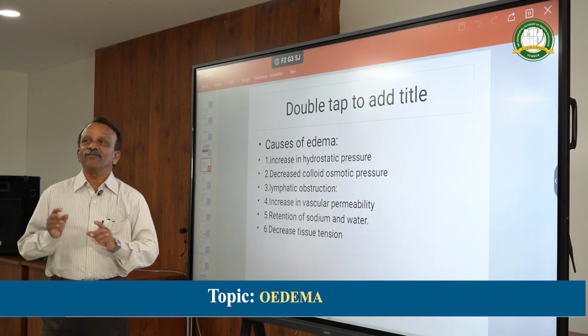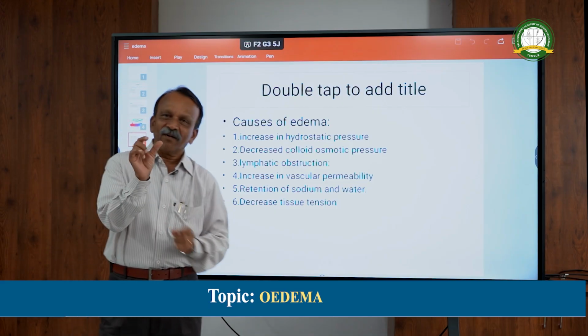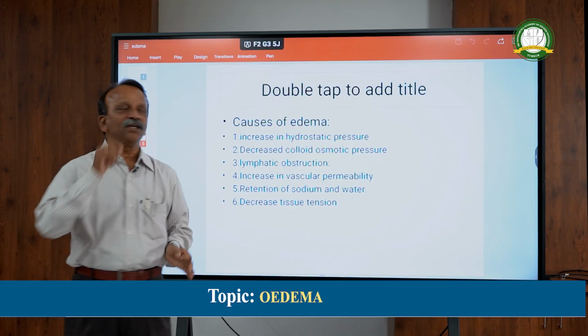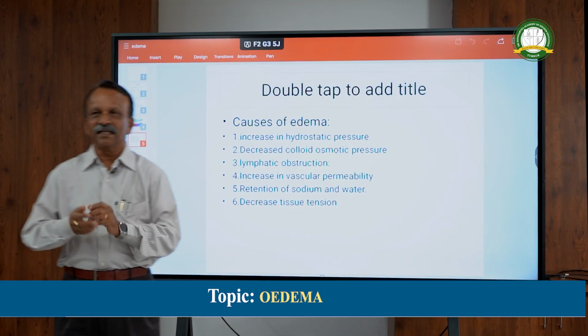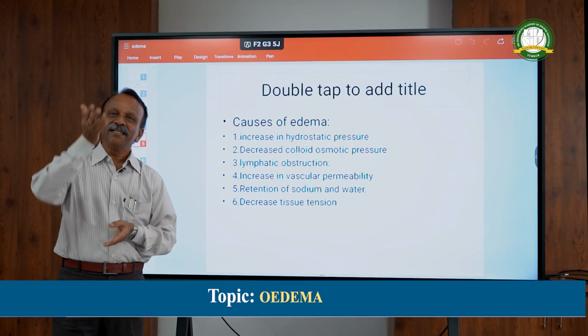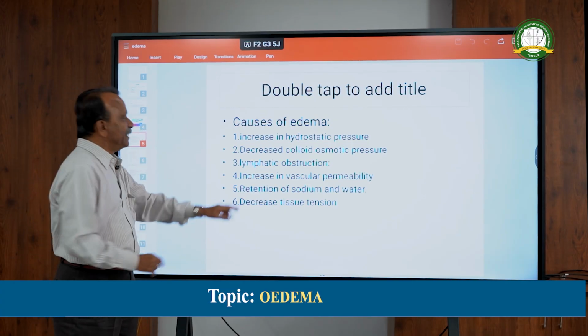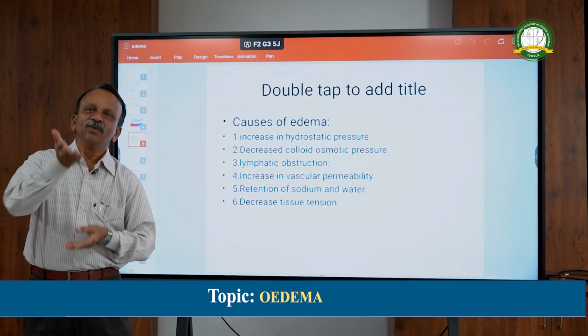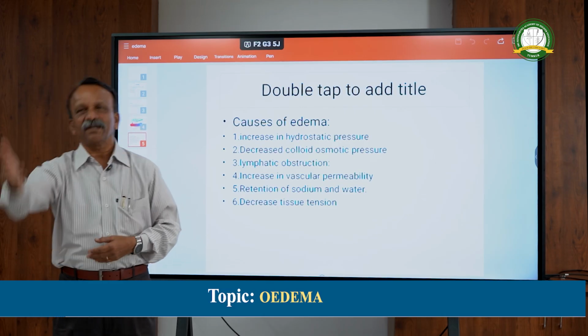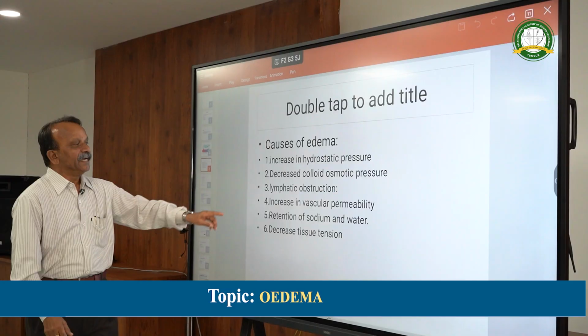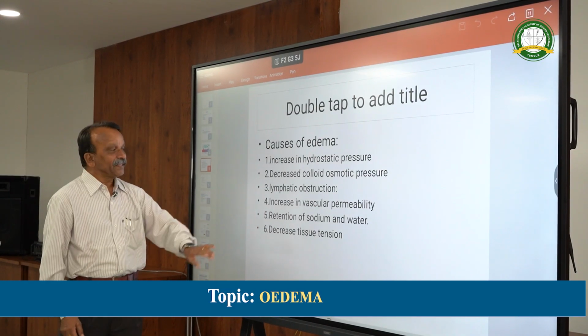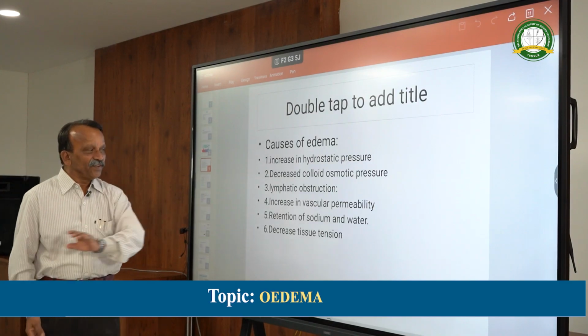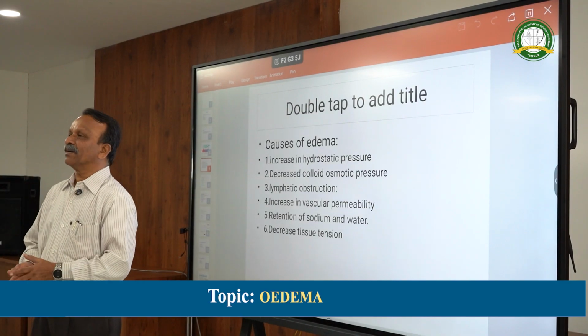Now, whenever there is injury, there will be widening of the gap between one endothelial cell and another endothelial cell. This causes an increase in the vascular permeability, so that fluid moves out from the intravascular compartment to the extravascular compartment, resulting in the edema. That is the fourth cause. And the fifth cause is retention of sodium and water.